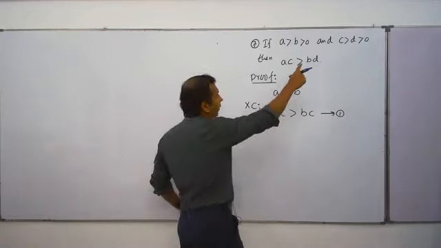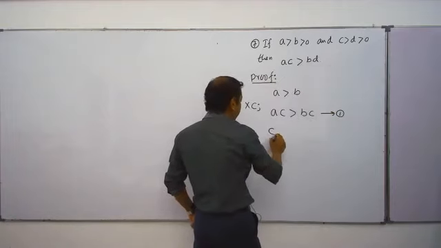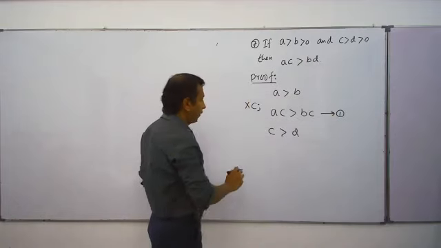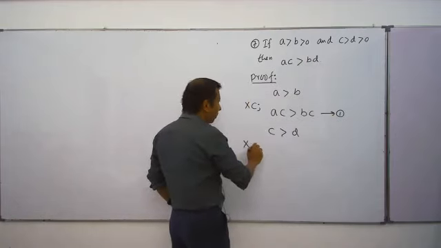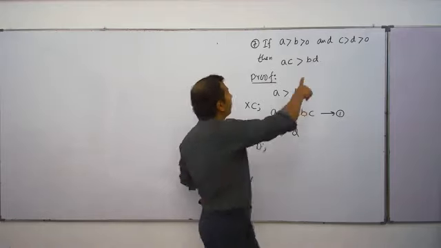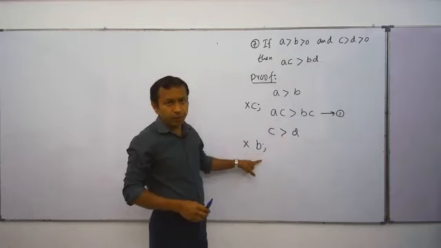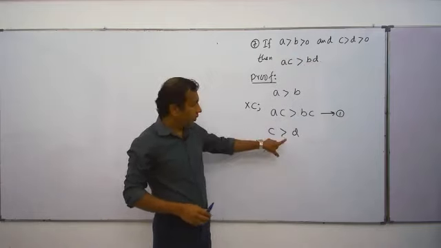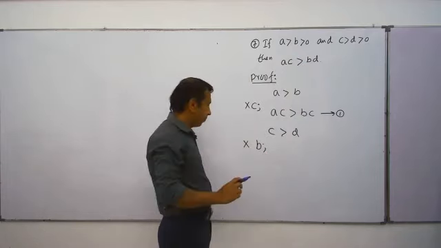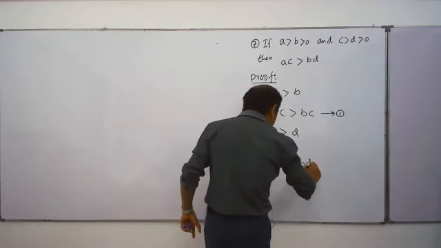Secondly, look at this: C greater than D, no? It's also given. Both sides of this I multiply by B. B is positive here, so when you multiply both sides by B, the same direction remains valid. That says BC greater than BD, number 2.